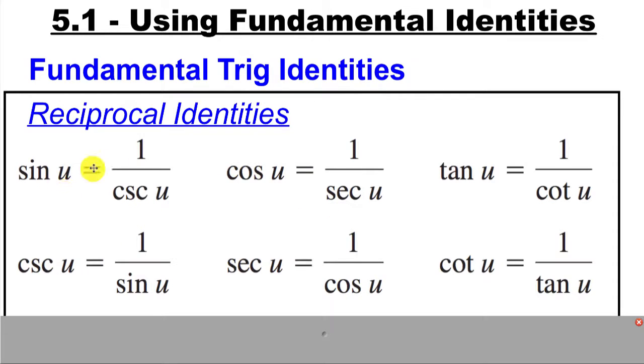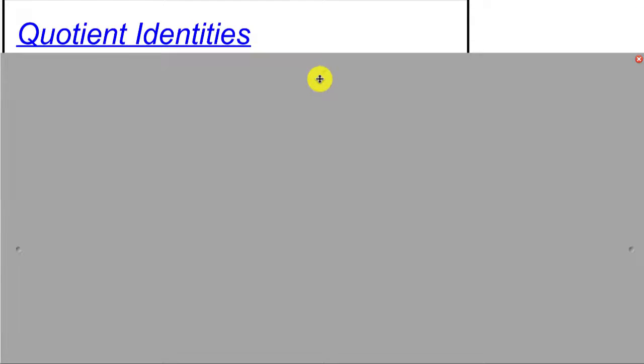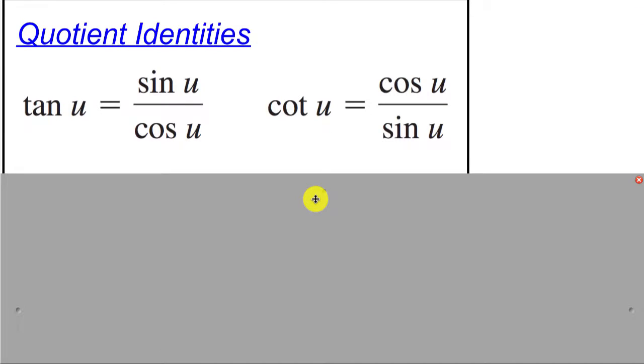We have sine is equal to 1 over cosecant, cosine is equal to 1 over secant, tangent is equal to 1 over cotangent, and then vice versa. The other identities that we discussed are the quotient identities. Tangent is equal to sine over cosine, cotangent is equal to cosine over sine.